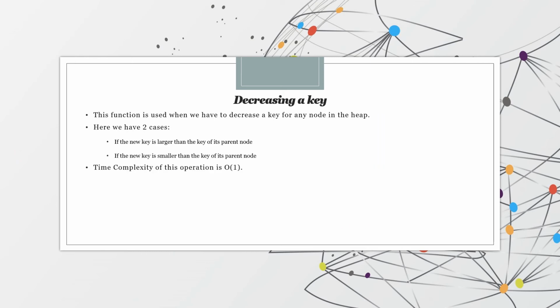Here the next function which we'll talk about is decreasing a key. This function is used when we have to decrease a key for any node in the heap. So here in decreasing the key we have two cases. The first is if the new key is larger than the key of its parent node, and the second case is if the new key is smaller than the key of its parent node. So the time complexity of this operation is big O of 1.